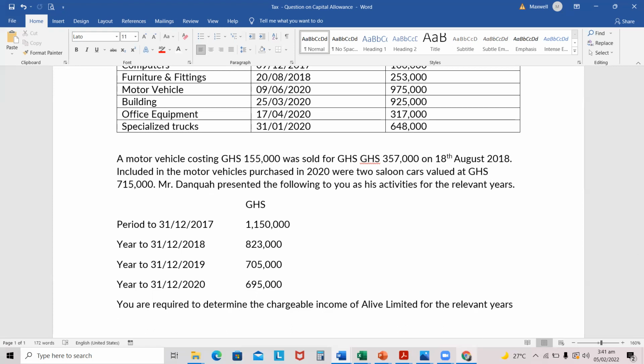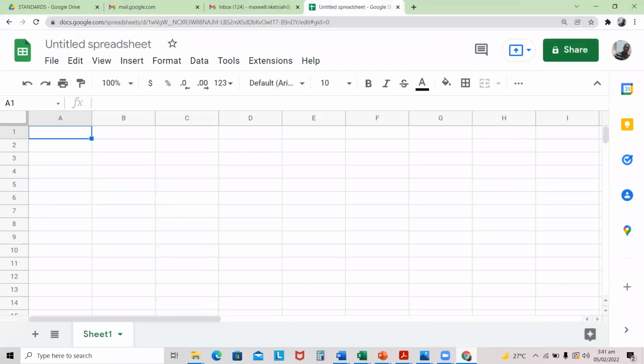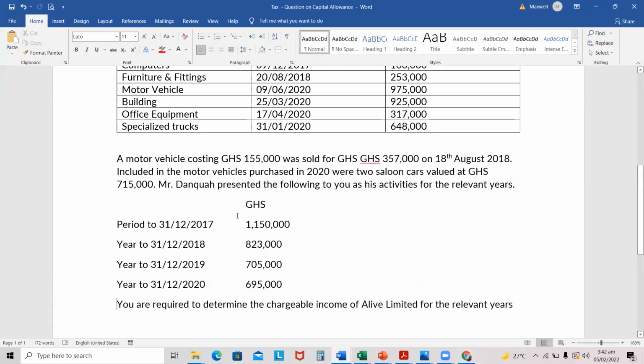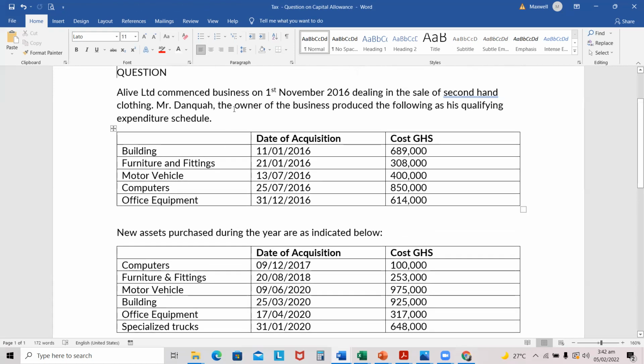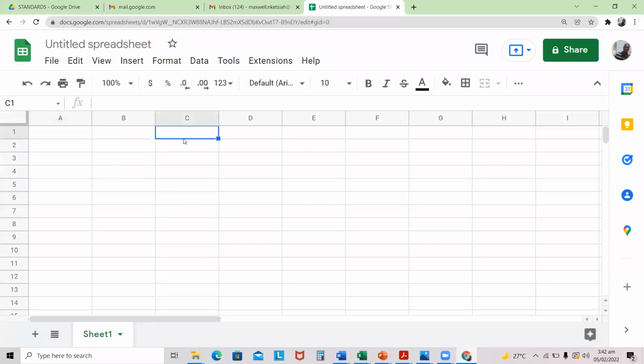Okay, so let's see how we can solve this question. Mr. Dankwa started business on 1st November 2016. So this is where he started, and these are the assets he started the business with. Then he bought some assets along the line. So what we need to do is start with the time that he started the business.